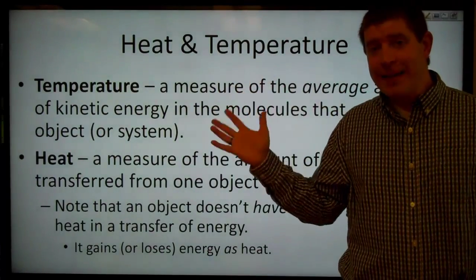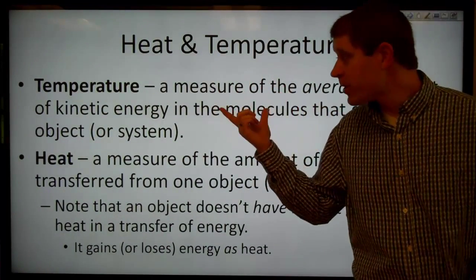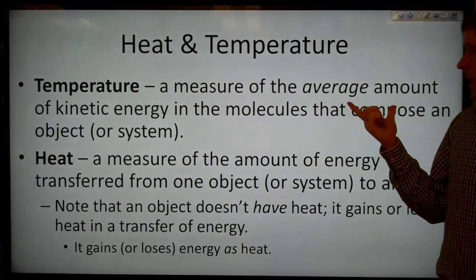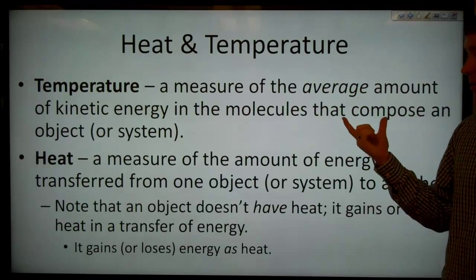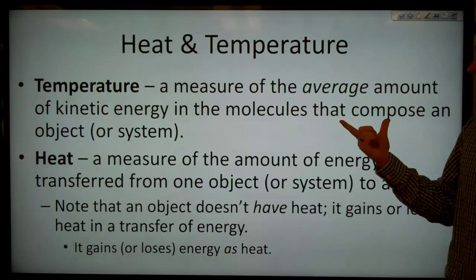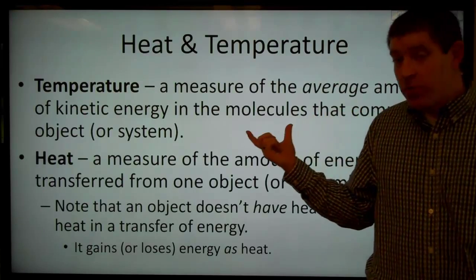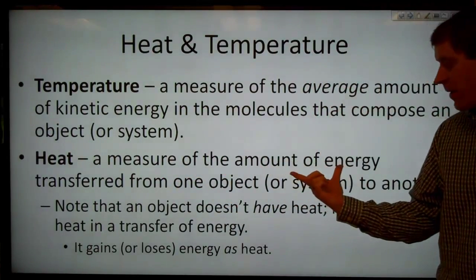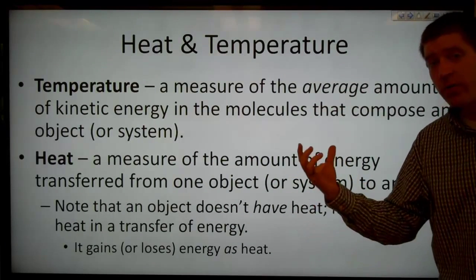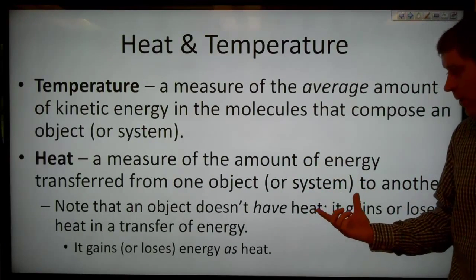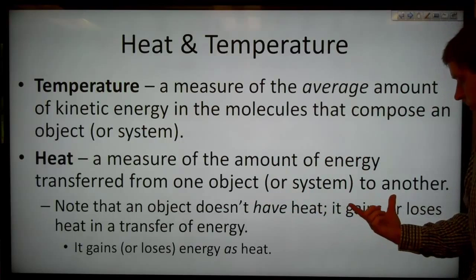Alright, so now let's talk about heat and temperature. Temperature is a measure of the average amount of kinetic energy that the molecules in some object have. This is different than heat, because heat is a measure of the amount of energy transferred from one object to another, or from one system to another.